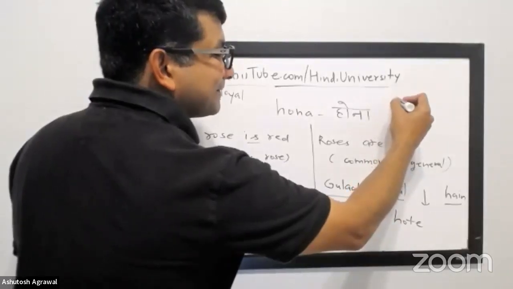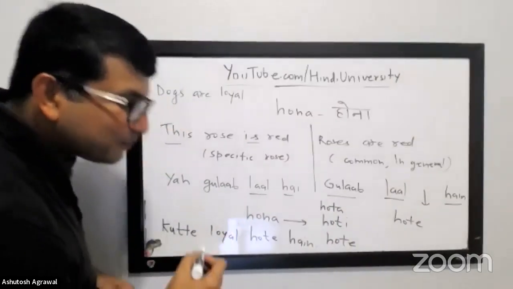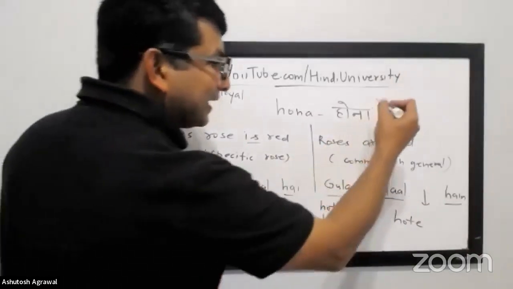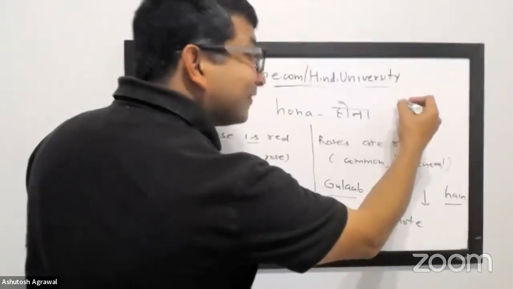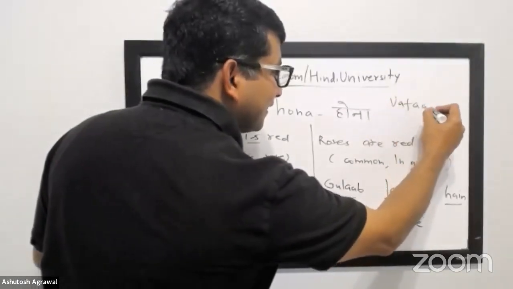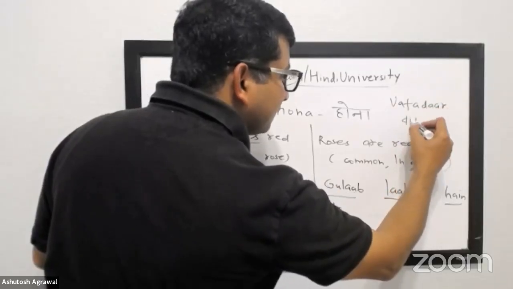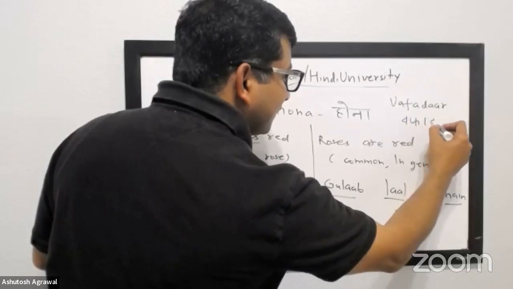Is it something like such? Huh? Is it something like such? Sucha? Okay, okay. Wafadar. Wafadar, very good, right? You can say this one. Wafadar, right? So you have a word wafadar.